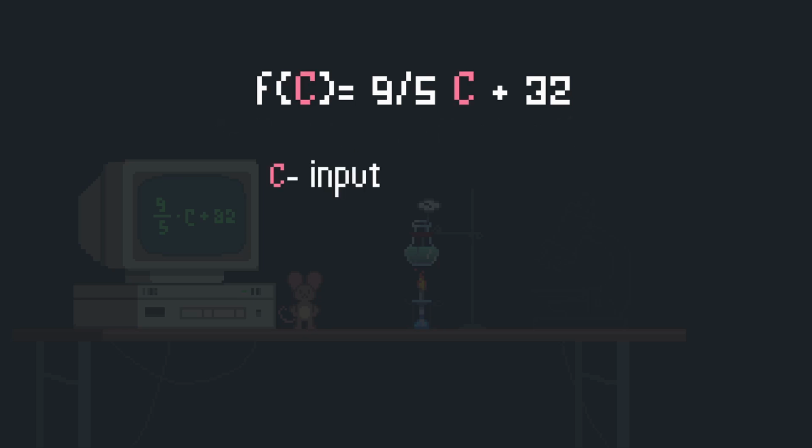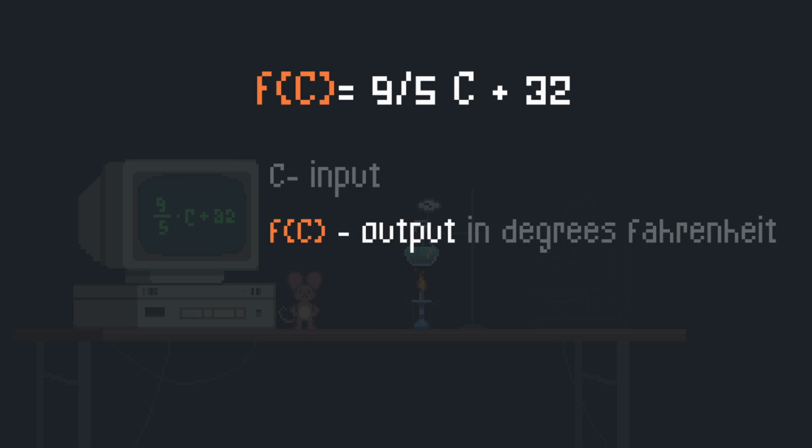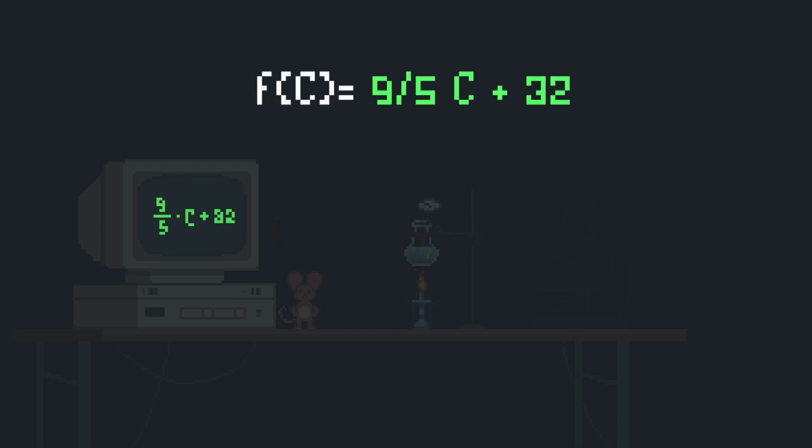The input is C, the temperature in Celsius. The output is F(C), the result of the function F, which takes C as its input and gives the corresponding temperature in Fahrenheit. And we have the rule, F(C) = 9/5 C + 32.